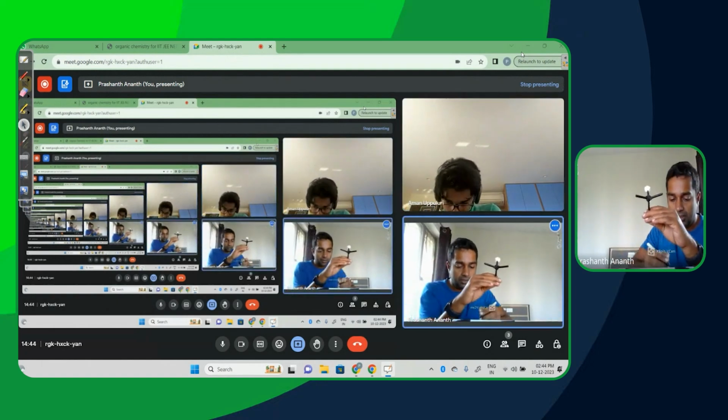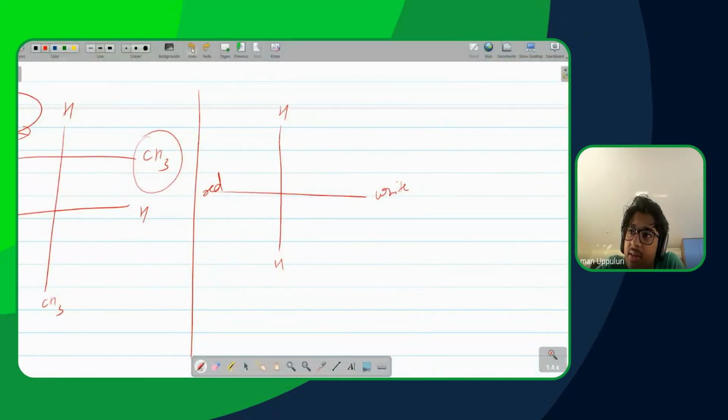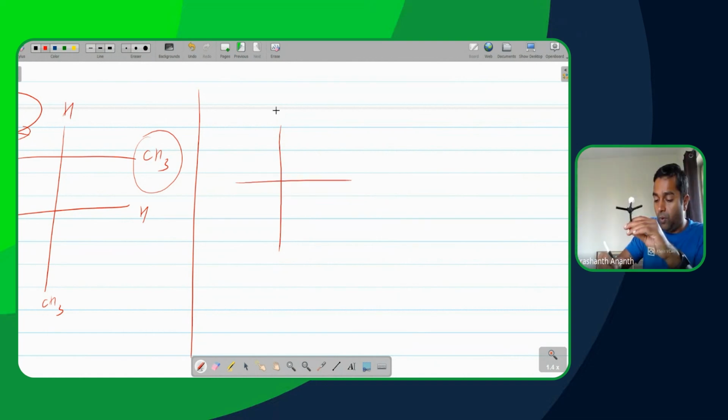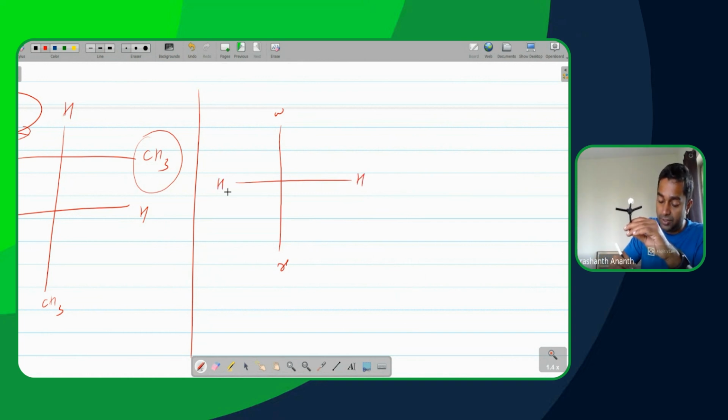So let's draw this projection now. White is above, red is below, hydrogen here, hydrogen here. So in this particular case, these two are coming towards you, these two are going away from you.